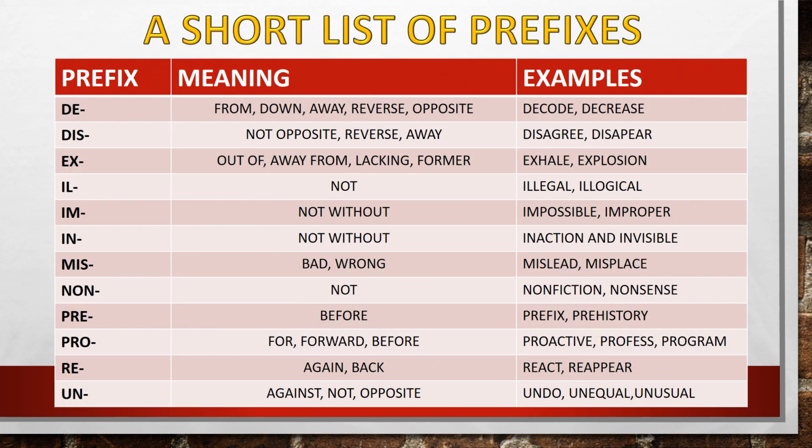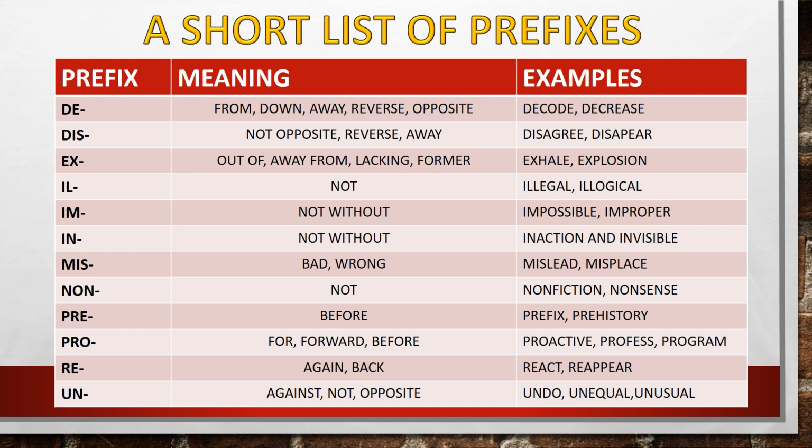A short list of prefixes. De means from, down, away, reverse, opposite. For example, decode, decrease. Dis means not, opposite, reverse, away. For example, disagree, disappear. Ex means out of, away from, lacking, former. For example, exhale, explosion.